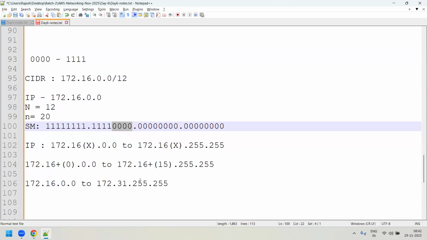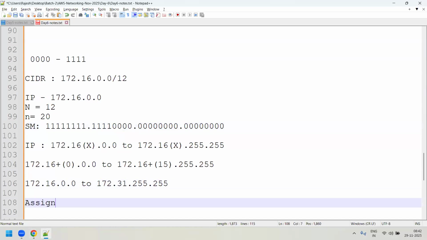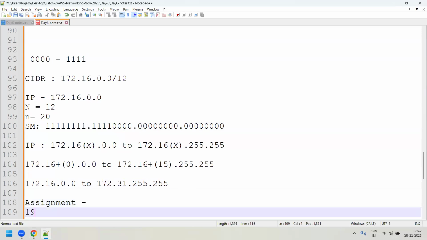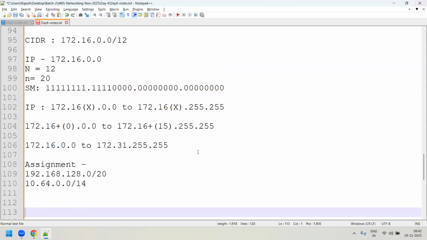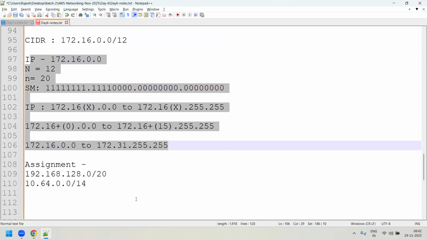This will be part of the interview, Rajesh. 100%, sir. 100% it will be part of the interview. So guys, can you calculate now? Exercise for you, assignment. You can do it later. Please get 192.168.0.0 sorry, 128.0/20 and 10.64.0.0 sorry, 64.0.0/14. You can do it later. Okay, this assignment you can take, and just try to do it the same way as I did.